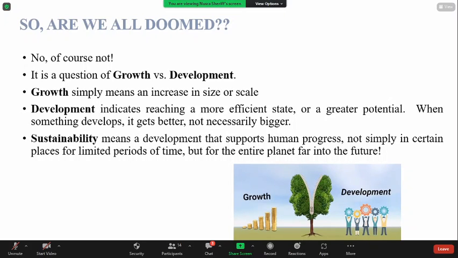It is the difference between growth and development. So population might grow, but the development of population is something different from growth. Instead of increasing the size or the scale, we should develop ourselves in a more efficient state or with greater potential to do something great. And so as students, it's your duty to understand the difference between growth and development, so then you can serve your best anywhere you are working.